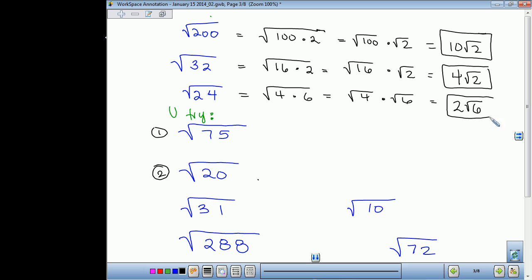Now, 6 seems so even, like it should have a perfect square factor, but it doesn't. When you think of the factors of 6, we've got 2 and 3, or 1 and 6. And none of those are perfect squares. So the square root of 6 doesn't simplify. That's the best we can do. Leave it the square root of 6. Okay, you try 1 and 2.